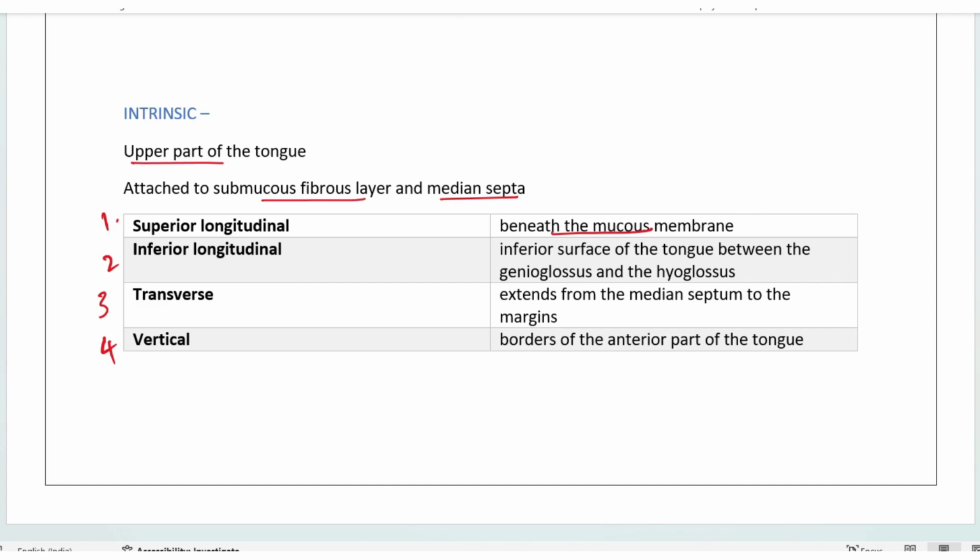Superior is present beneath the mucous membrane. Inferior is present on the inferior surface of the tongue. Transverse extends from the median septa to the margins. It's a straight muscle. The vertical forms the borders of the anterior part of the tongue.